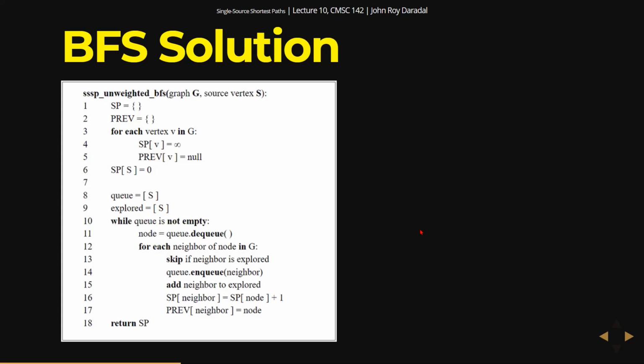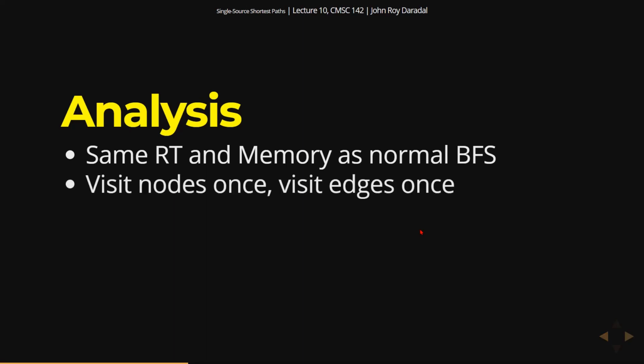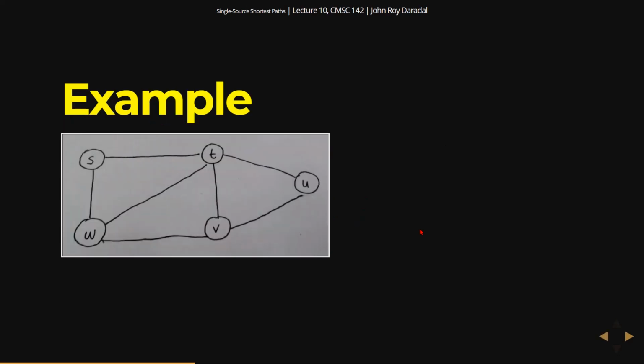We'll still just use BFS, right? So it will have the same running time and memory as your normal BFS. Okay, so we still visit the nodes once and visit the edges once, so this will still run in O of m plus n. Okay, so m plus n running time, and then O of n memory for the queue that we're using for BFS, right? Because at most the queue can hold at most n items, 1 for each vertex. Okay, so let's see this in an example.